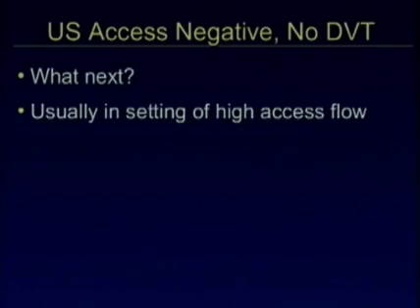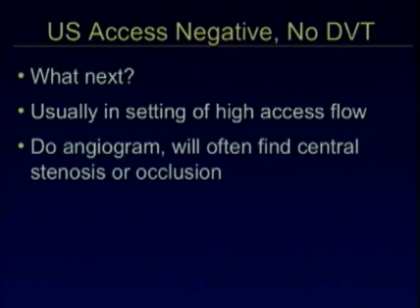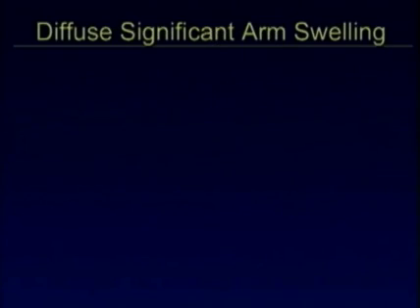Now, what happens if the ultrasound access is negative and there's no DVT? What do you do next? Well, this is usually in the setting of high access flow, so you will end up with a patient that maybe has a liter or more going through their fistula or graft. You'll need to do an angiogram because you will often, in those cases, find central stenosis or occlusion.